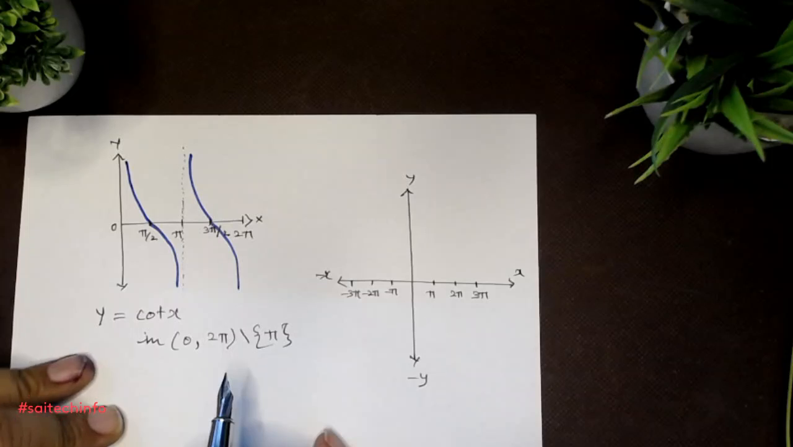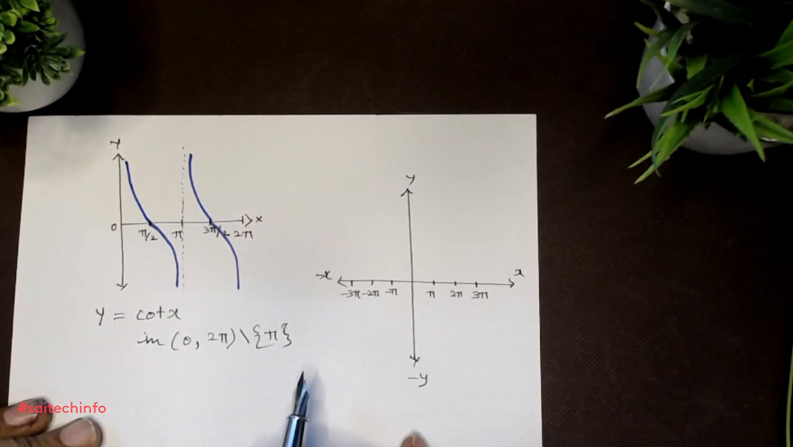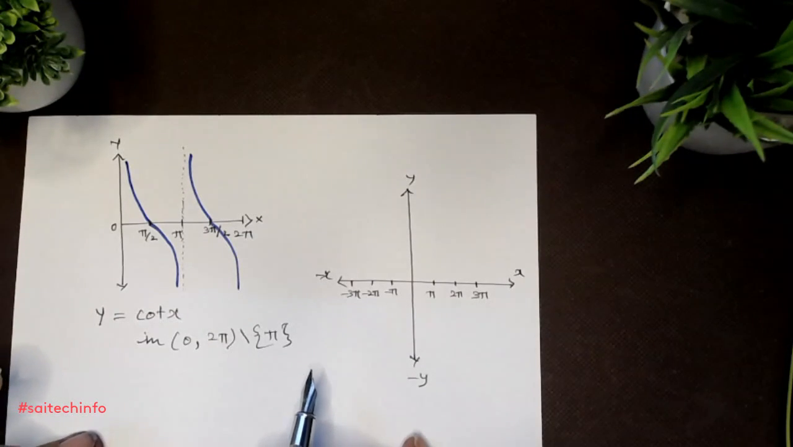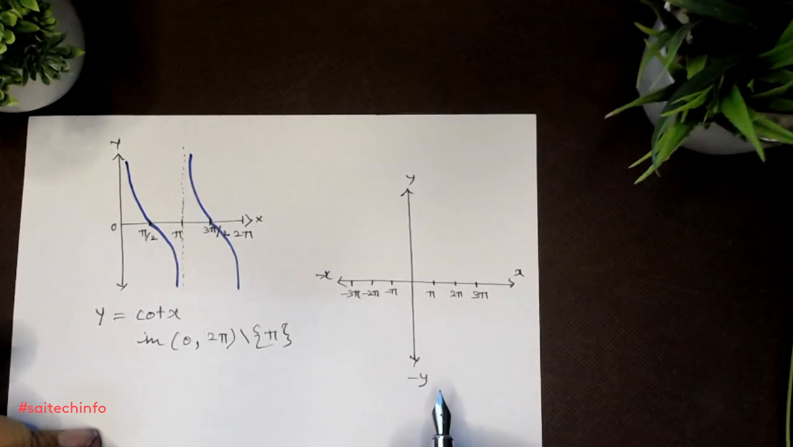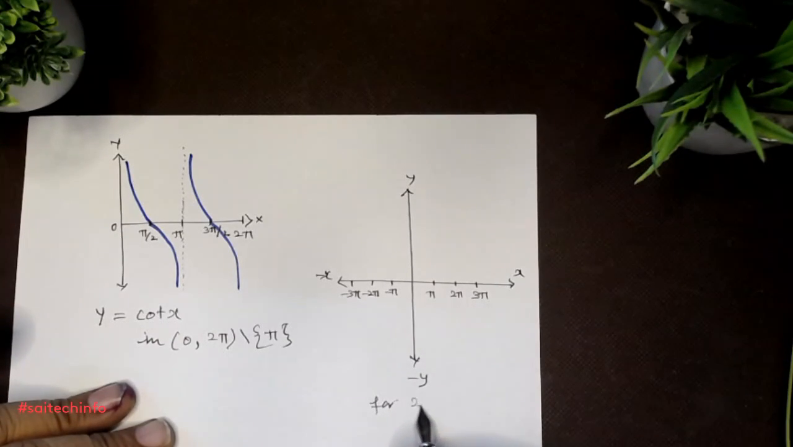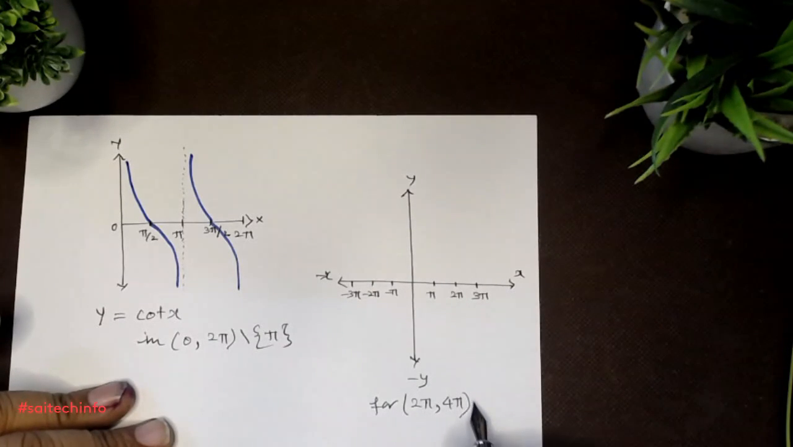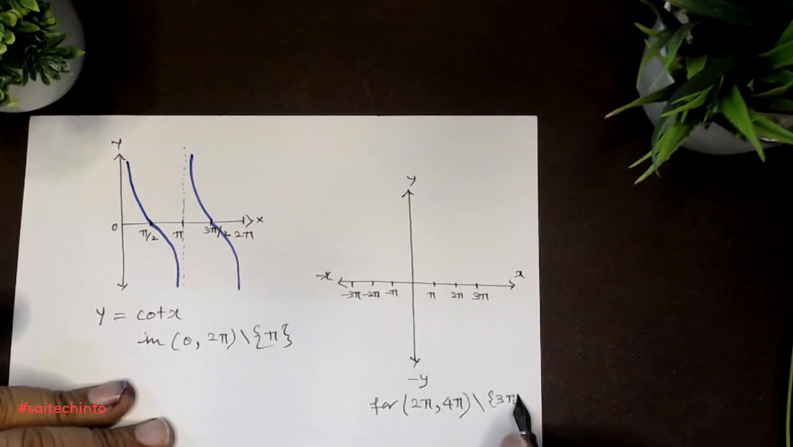Now let us have this: zero to 2 pi excluding pi, repeated for the subsequent 2 pi, 4 pi. Okay, with the open interval, but excluding 3 pi. So here 3 pi is excluded.